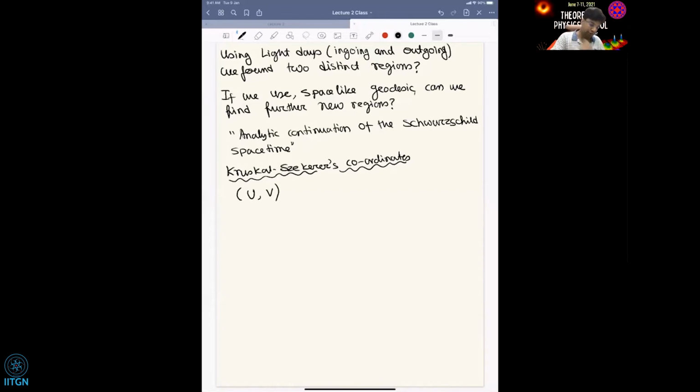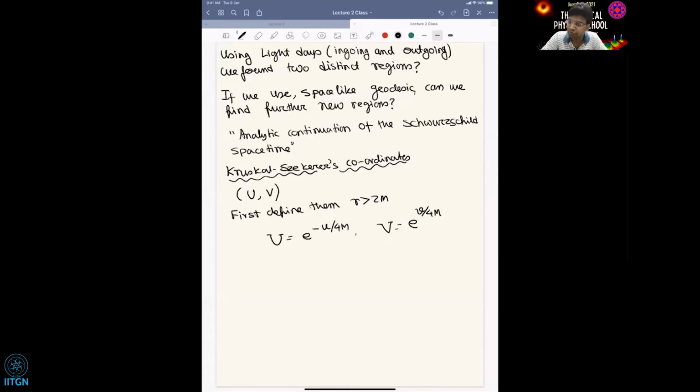We'll first define them for r greater than 2m. Then the trick is this: you define them first, then set r equal to 2m and write down the metric. If everything in the metric is regular at r equal to 2m, then you can analytically continue it beyond r equal to 2m and define the quantities also inside. The definition is: Kruskal U equal to e to the power minus small u by 4m, and Kruskal V equal to e to the power small v by 4m.